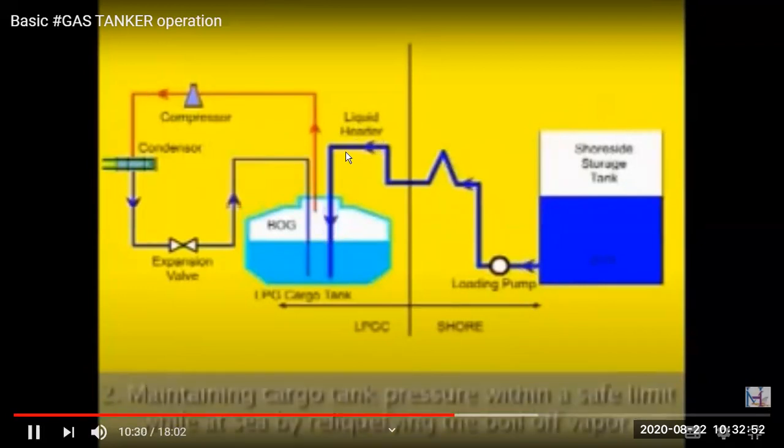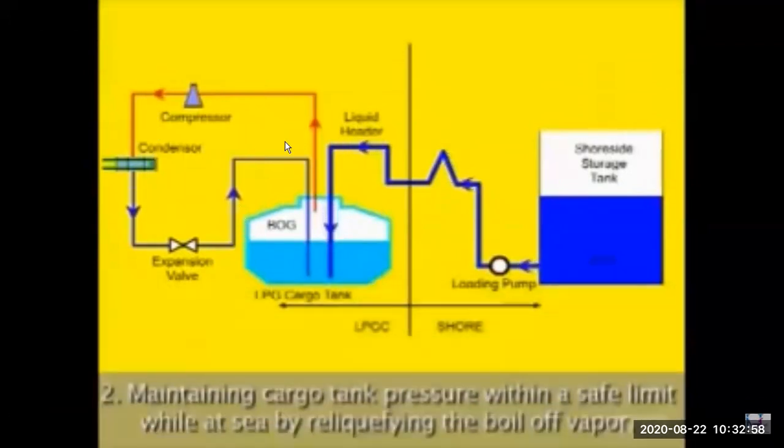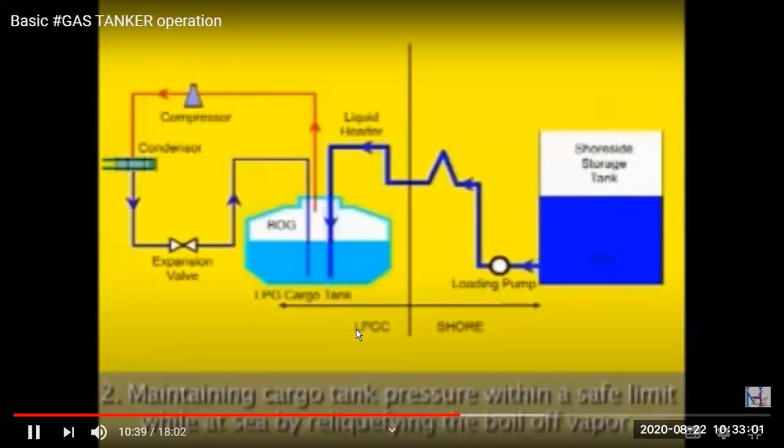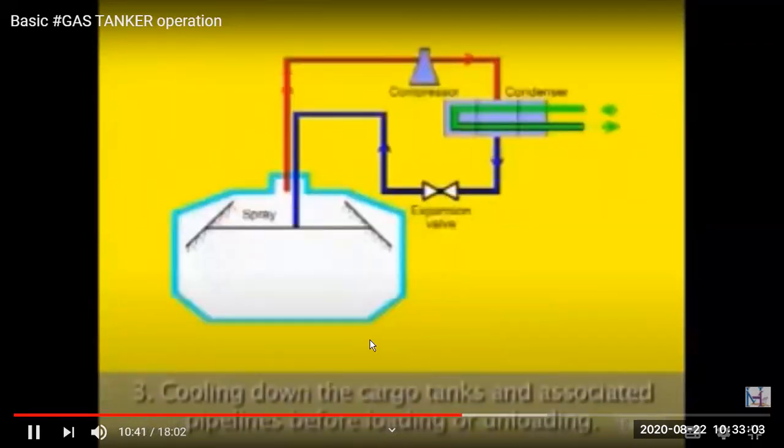So cargo is loaded, and boil-off gas is going to the condenser, and then the compressor, then the condenser, then the expansion valve, and then returning to the tank. Cooling down the cargo tank: also during the cooling down, we are using the reliquefaction plant.